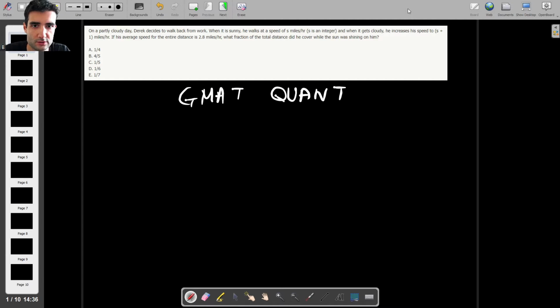Here's a GMAT quant question which explores this idea of average speed, and this might be useful if you're studying physics and doing kinematics. There are a lot of problems related to average speed there as well.